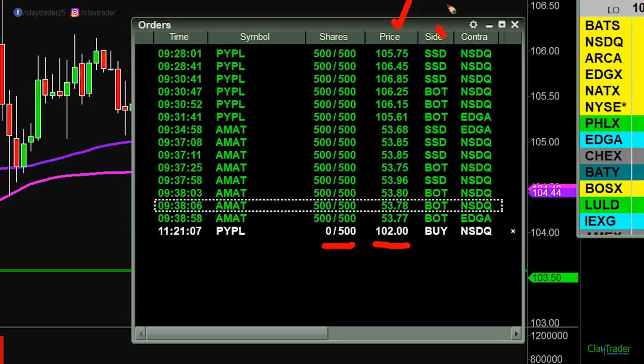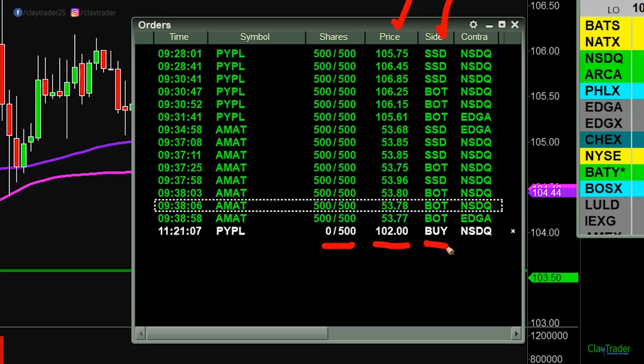And then the side means, well, in what way? And I want to buy. Whereas if I want to sell or short, then that's a different situation. Shorting means making money when prices go down. So let's do that real quick.